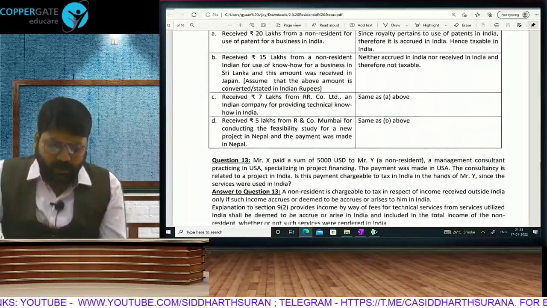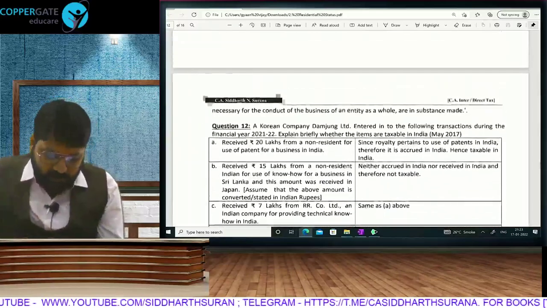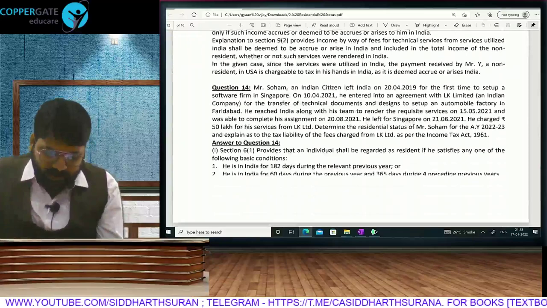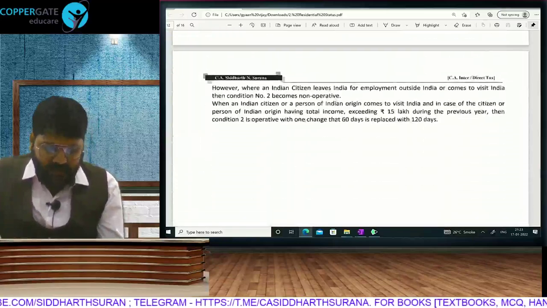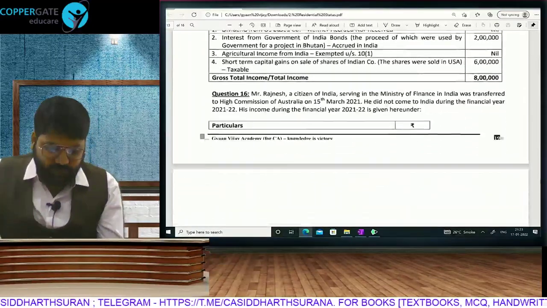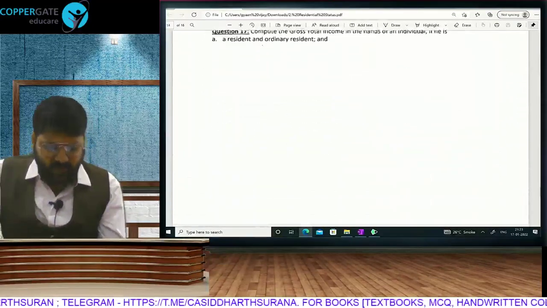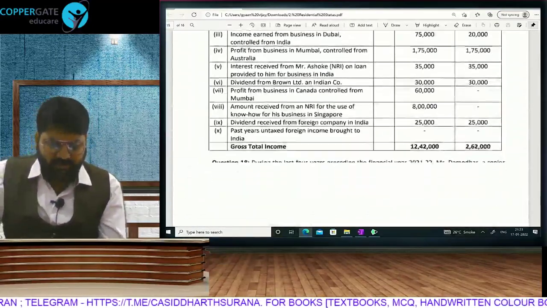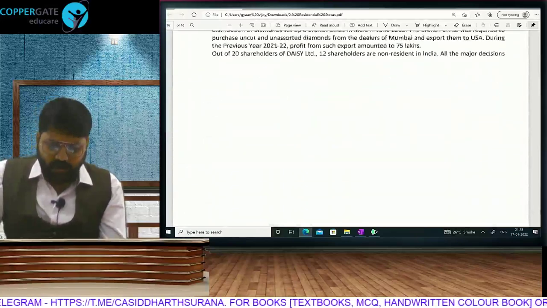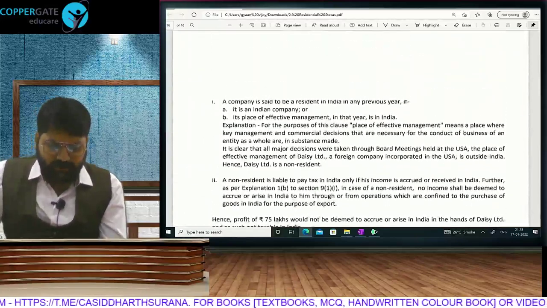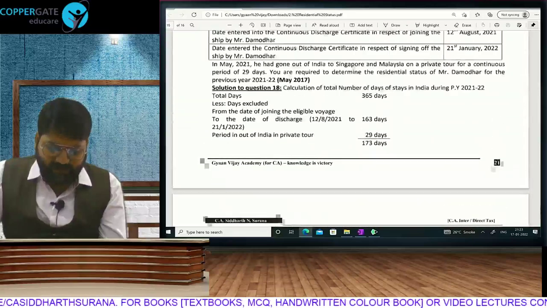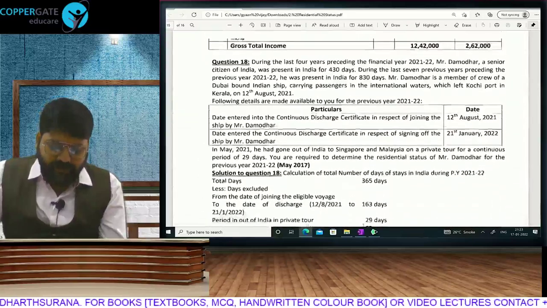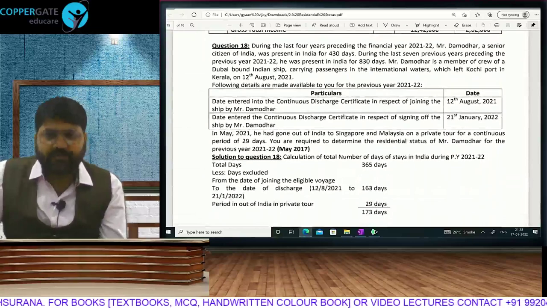Understood? Okay. Question number 12 is on scope of total income. I think 13 is also on scope of total income. Most of the questions that are now left, 12, 13, 14, even 15, 16, all of them till 18, which is I think the last question. 19 is the last question. All the questions are actually based on scope of total income. There is this one question which is based on continuous discharge certificate.